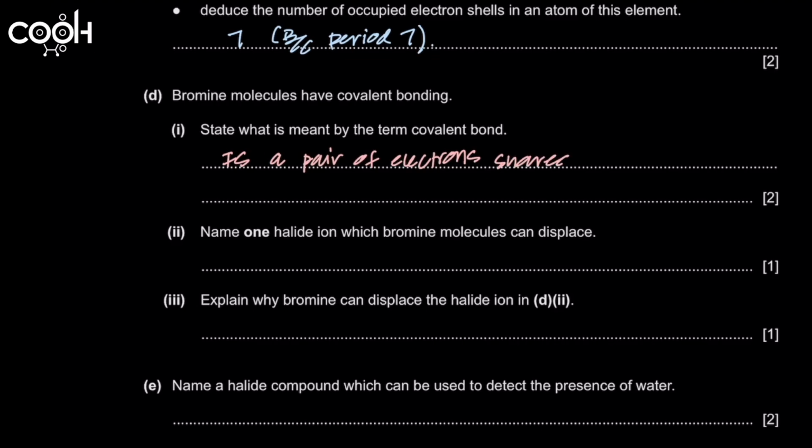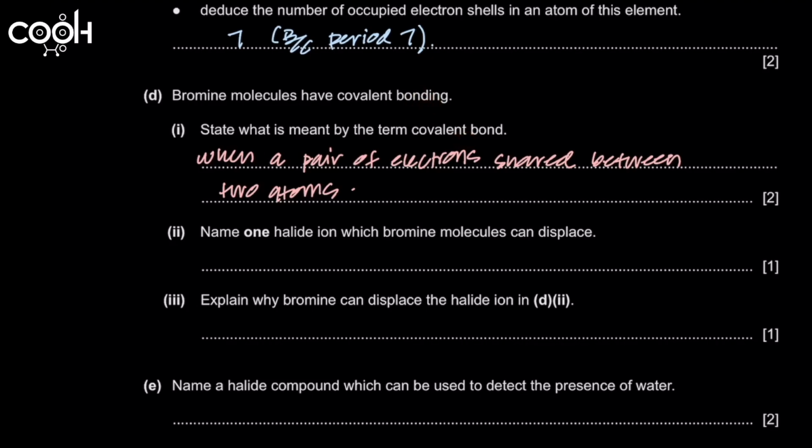shared between two atoms, right? So when a pair of electrons are shared between two atoms, and you can write it in the bracket of non-metals, right? But it's just asking us covalent bond, not covalent bonding.